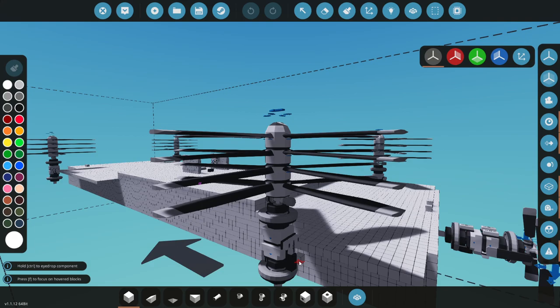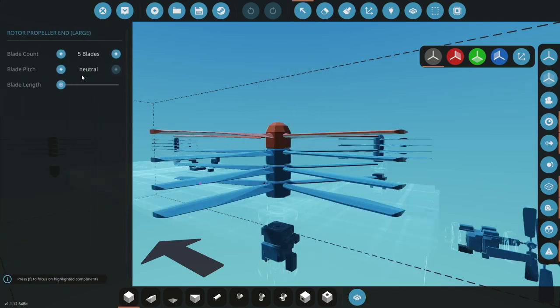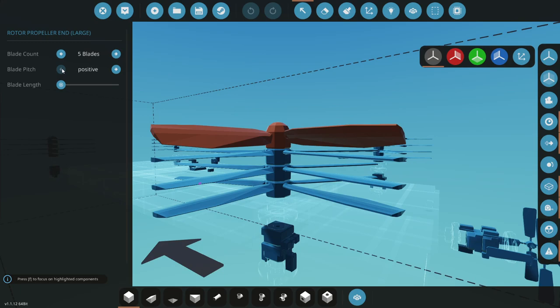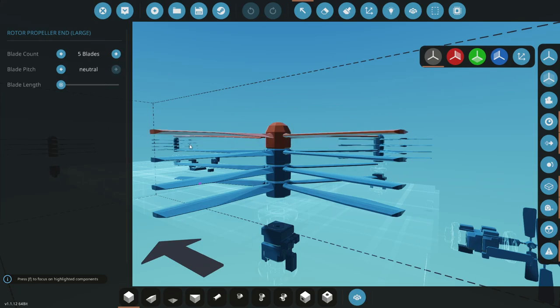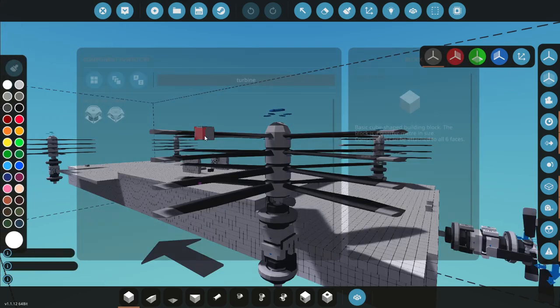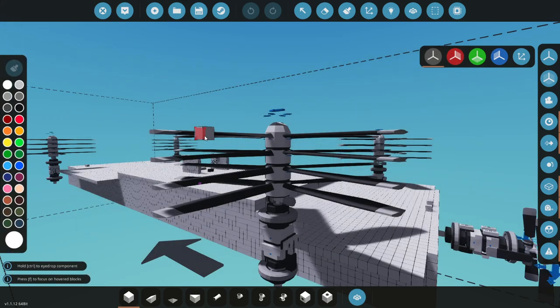But won't you fly into the sky? Well, that's the point here. These are all set to neutral blade pitch. Not positive. Neutral. So they won't lift you at all. No matter how fast you spin them, they won't lift you. They might, like, break, but they won't lift you.